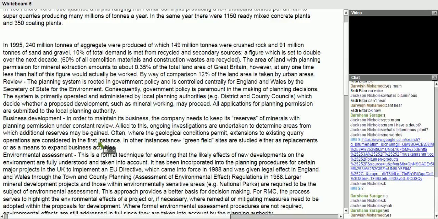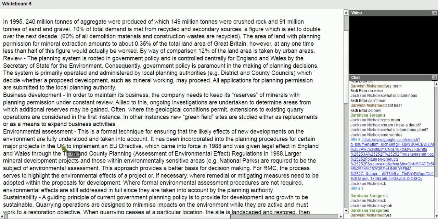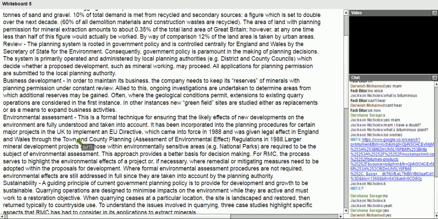Extensions to existing quarry operations are considered in the first instance. In other instances, new greenfield sites are studied either as replacement or as a means to expand business activities. Now, before you undertake a project in some area, you have to do an environmental assessment before setting up the project there. Most of the companies don't do that, and that is how they cause harm to the environment. They just see their own benefit.